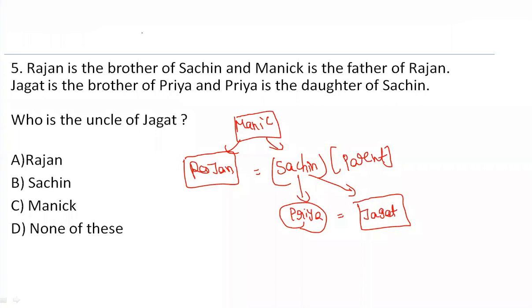Okay. What is the question that they're asking? Who is uncle of Jagat? Uncle of Jagat means a parent's brother. Whether it is mother's brother or father's brother, he will be uncle only. So here, Sachin's brother is Rajan. That means uncle of Jagat is nothing but Rajan. Option A is the answer for the question. Clear with it, right? Shall we go for the next question? Let's go for the next one.